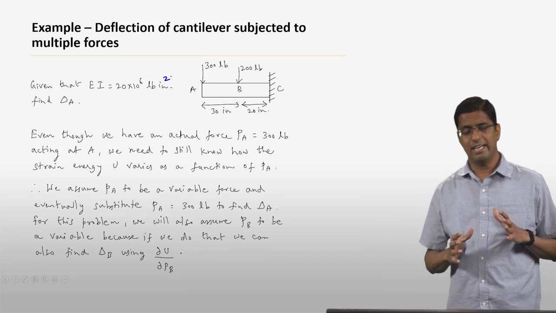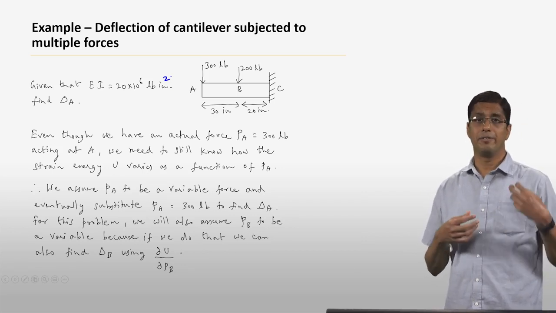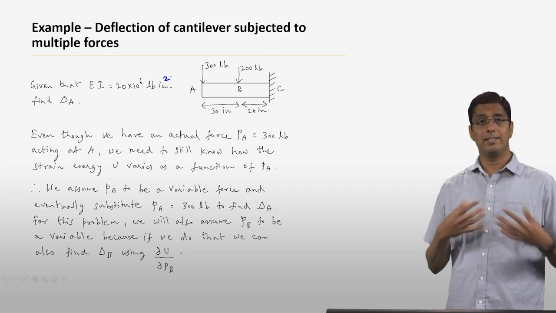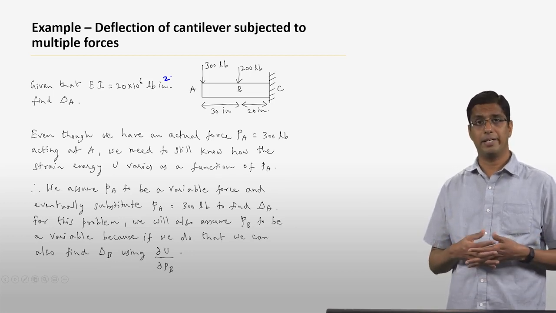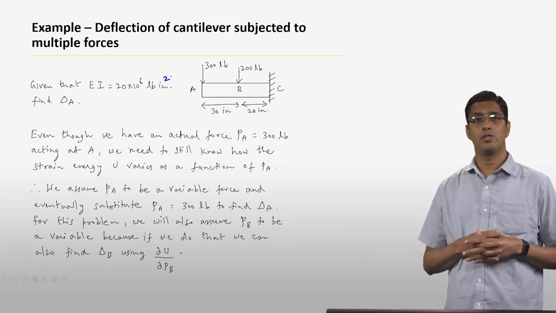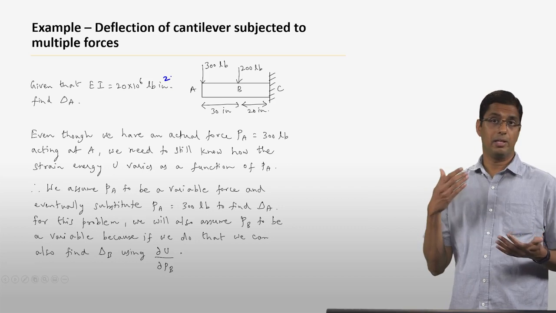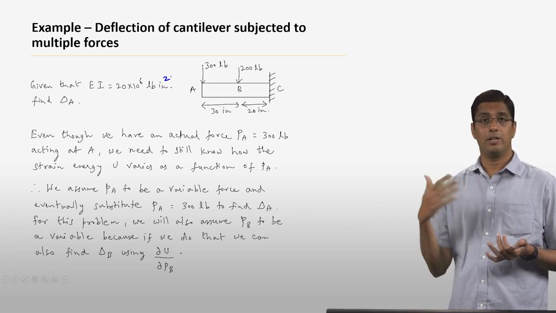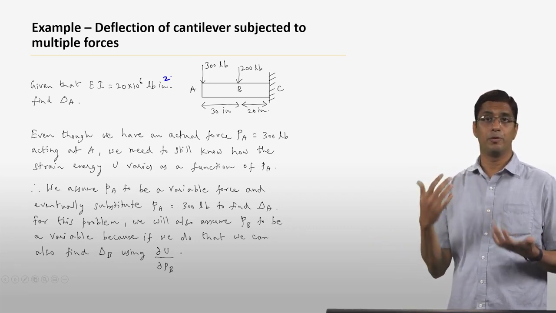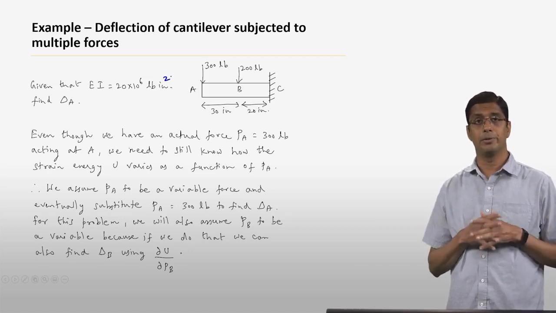Now, in this case, you might be a little bit confused because you are asked to find the deflection at point A, and there's actually a force acting at point A, with a given value of 300 pounds. So how are you supposed to find the deflection at point A? Because you have to take the derivative of the strain energy with respect to the force acting at that point. If there's already a force acting there, how are you going to deal with it?